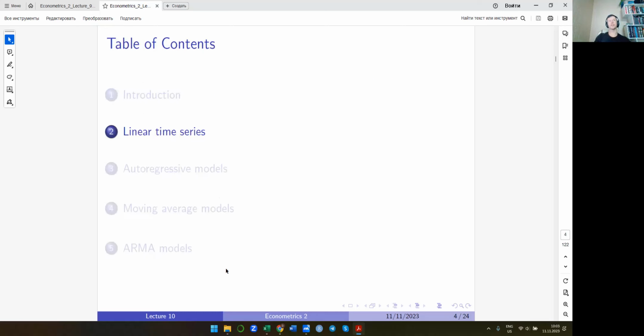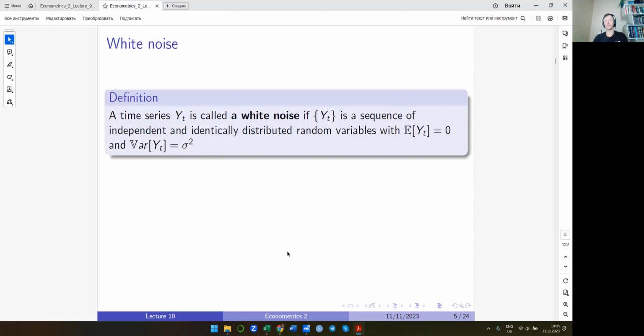So we will start talking about linear time series, and we will introduce several classes of models. They are the following: autoregressive models, moving average models, and autoregressive moving average models. So they are a combination. We will start with the definition of what linear time series are.